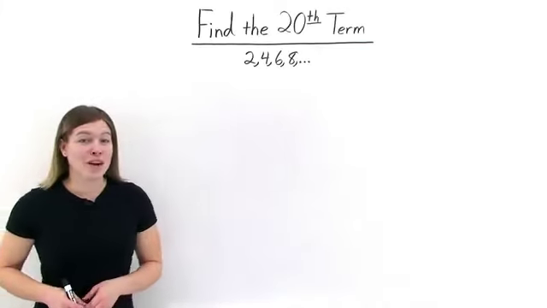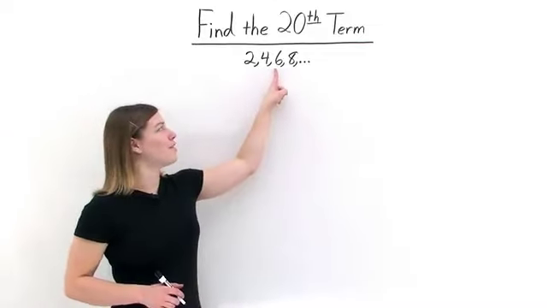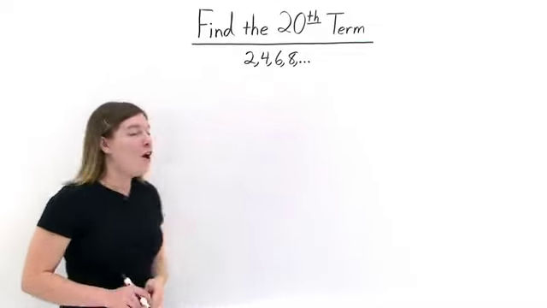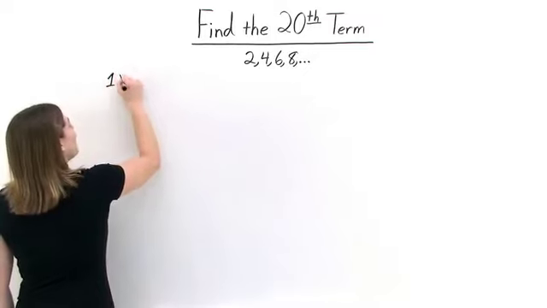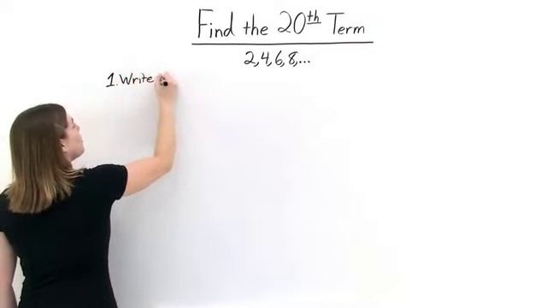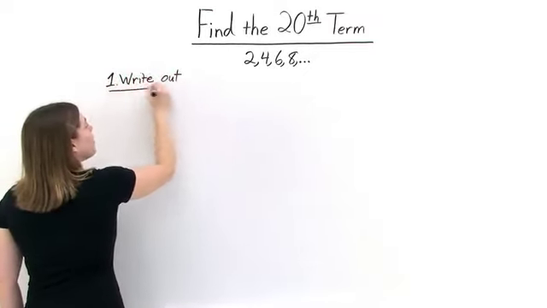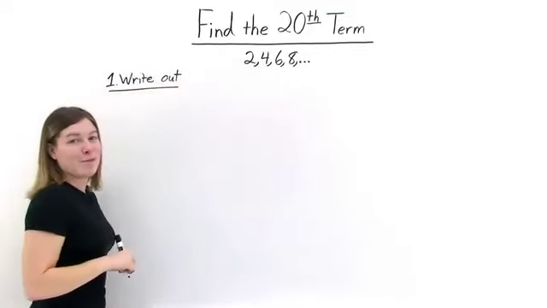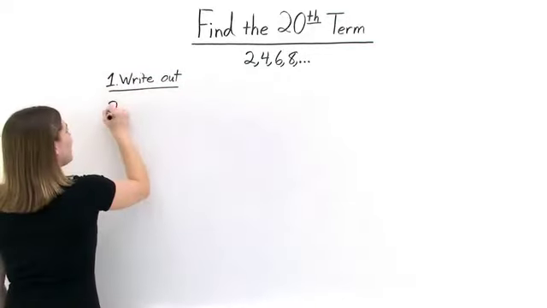So let's find the 20th term in the sequence 2, 4, 6, 8, and so on. Well, since we're working with a sequence, let's start out by writing out our sequence. If we look, our sequence is already written on the board, so we can just use that.